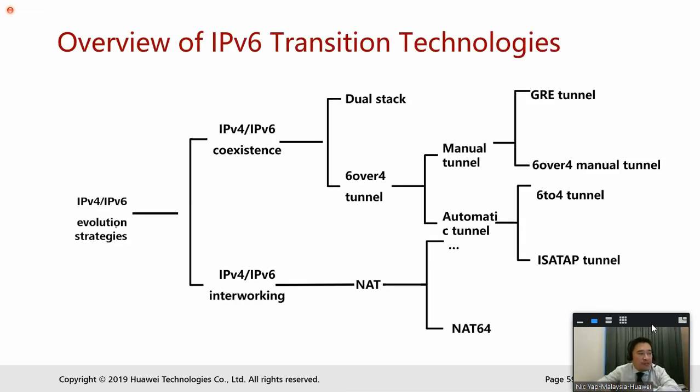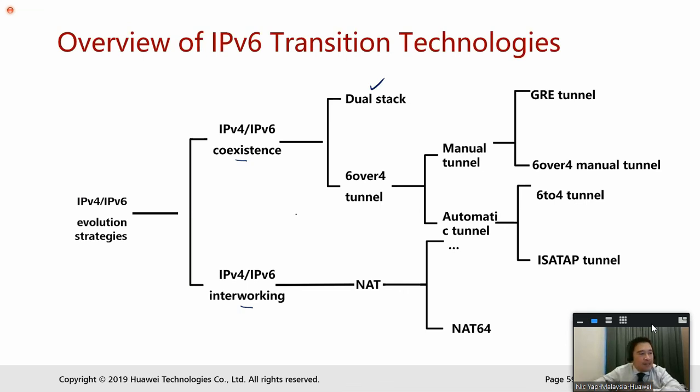For the V4 V6 evolution strategy, they have either V4 V6 coexisting or IPv4 V6 interworking. For IPv4 V6 coexisting, one very famous technology is called dual stack. With dual stack, it means that for this device, you need to run both V4 as well as V6 protocols at the same time.